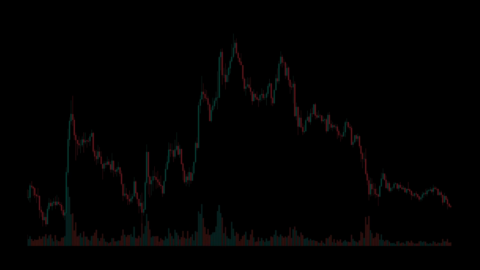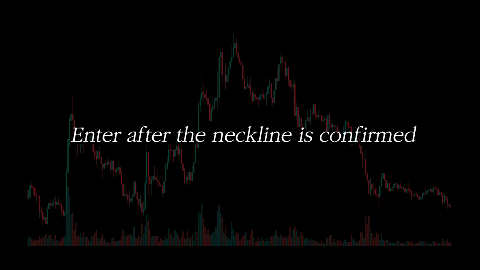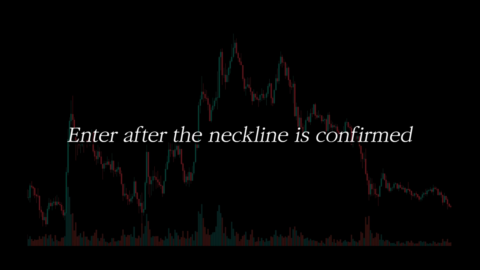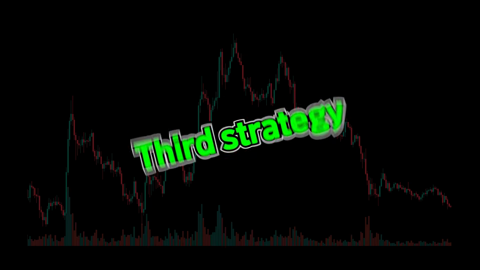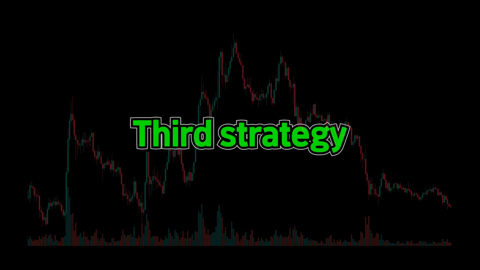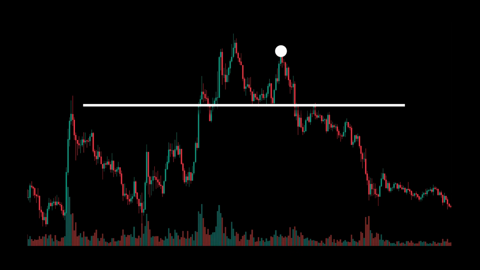Strategy 3. Enter early, before the pattern is confirmed. The first two strategies both wait for the neckline. That's the safer approach, but it also means you're entering later with a wider stop. This third strategy is different. You enter near the second peak or second low, before the neckline ever breaks. Higher risk, but a tighter stop and a much better risk-to-reward ratio.